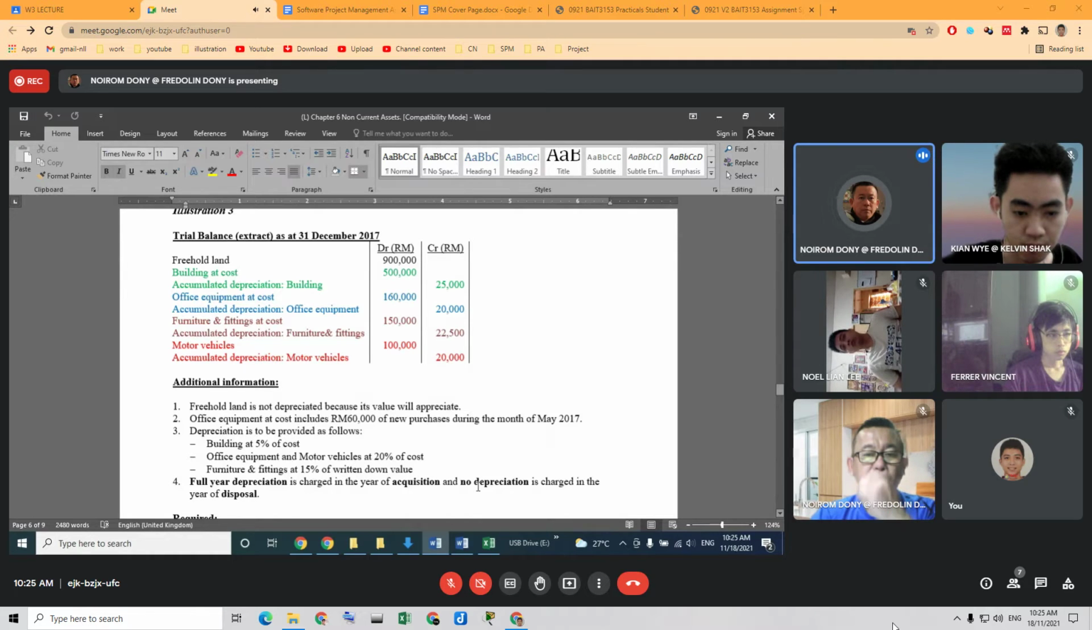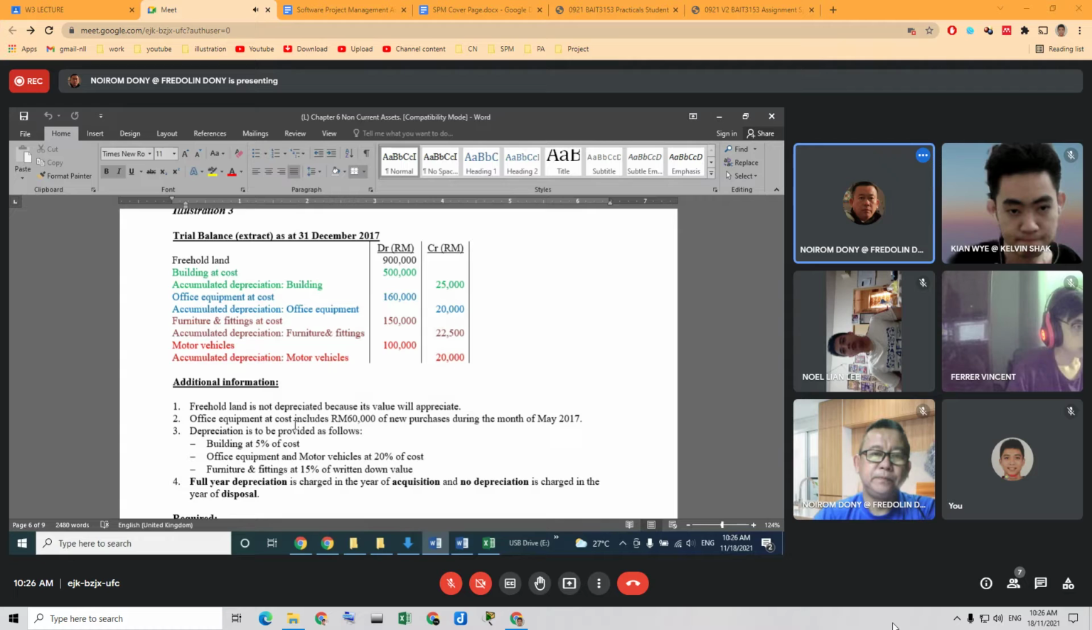But no depreciation is charged in the year of disposal. So let's say this office equipment is disposed of in year 3. During year 3, the disposal year, no depreciation will be provided. So that is the meaning of number 4.